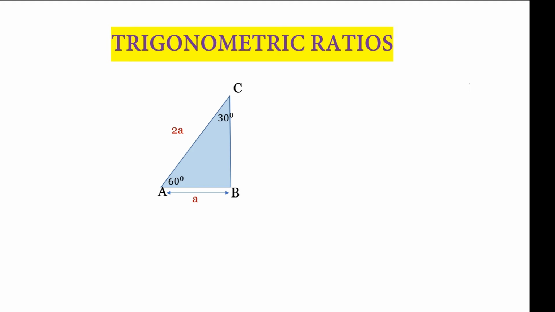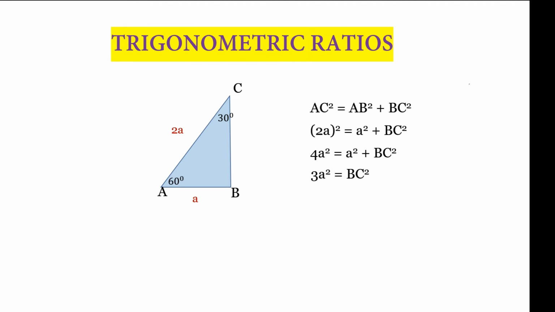In a right angle triangle, as per the Pythagoras theorem, AC square is equal to AB square plus BC square. AC's value we will substitute to be (2a) square equal to AB, which is a square, plus BC square. Now if we simplify this, 4a square equals a square plus BC square. Transpose a square to the other side, that makes 4a square minus a square, which is nothing but 3a square. So 3a square would be BC square. Take square root on both sides, that makes BC equal to root 3 a. Now we have the length of BC side as well.